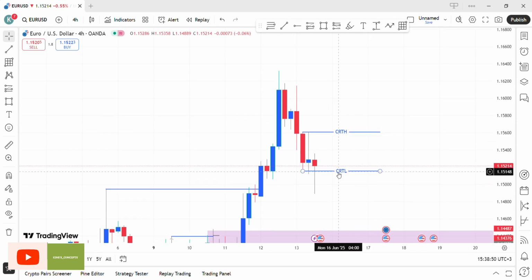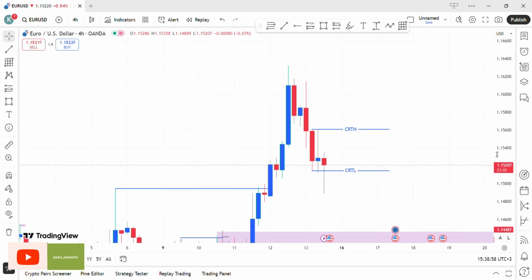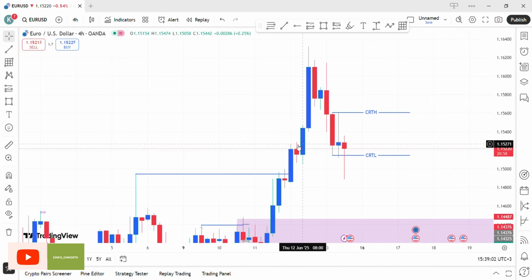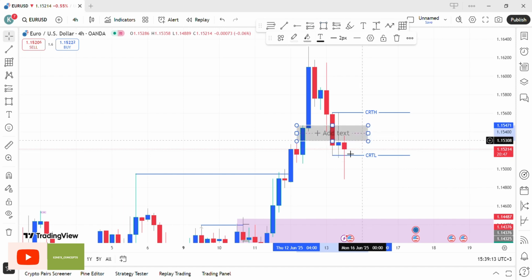After marking that as our CRT low, what are we going to do? We go to step number 2. We identify a point of interest. Over here, we have a point of interest where price was at that time. We had this order block, known as the mid movement pivot order block. So we had that point of interest over there.